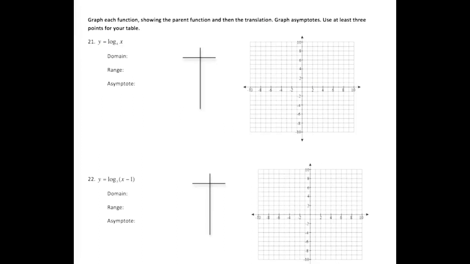And the last part that we need to review for our test is the graphing of logs. It says to graph each function showing the parent function and then the translation. We are asking you to graph the asymptotes as well as the original and the transformed graph. Use at least 3 points for your table. So this first one, we have y equals log base 4 of x. There are no transformations happening on this, so we're just going to graph that parent function.